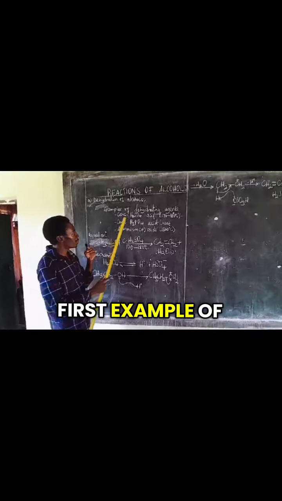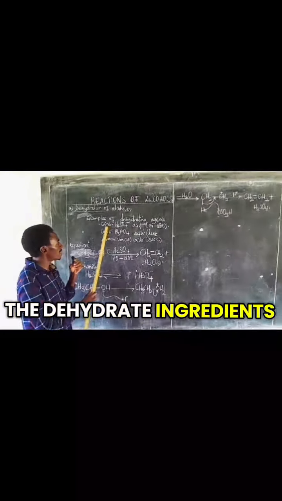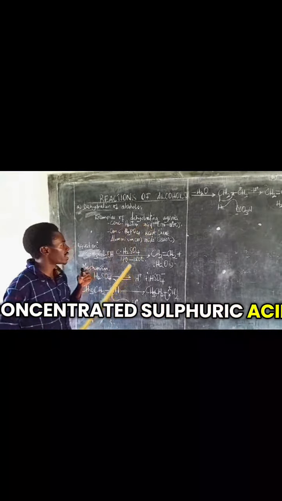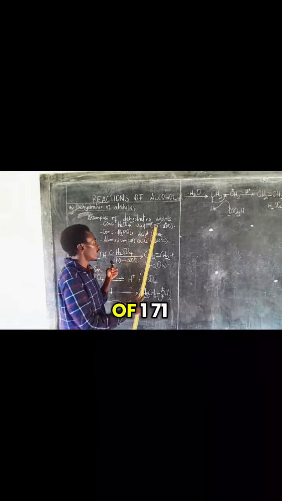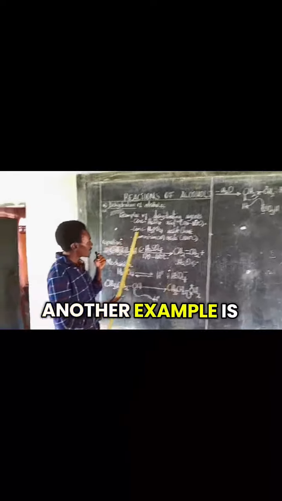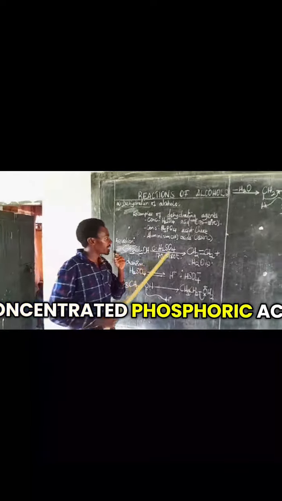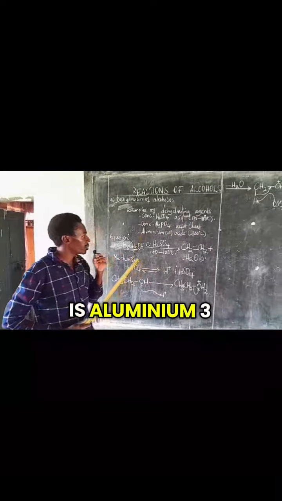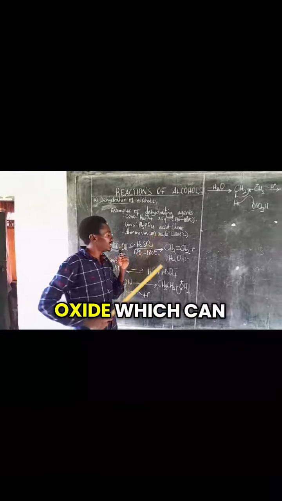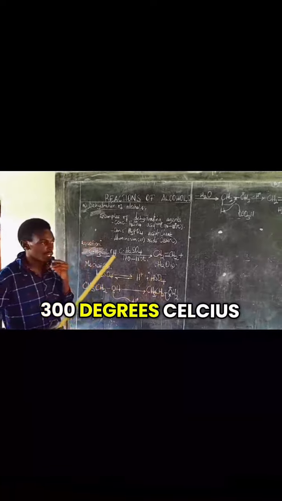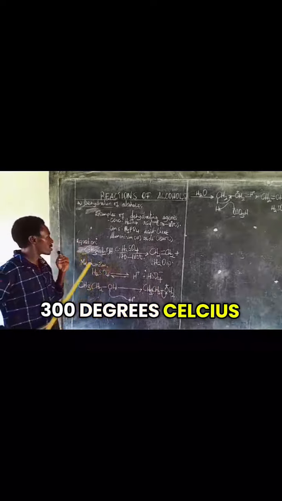The first example of the dehydrating agents that we can use is concentrated sulfuric acid at a temperature of 170 to 180 degrees Celsius. Another example is concentrated phosphoric acid in the presence of heat. The third one is aluminium(III) oxide, Al2O3, which can be used at 300 degrees Celsius.